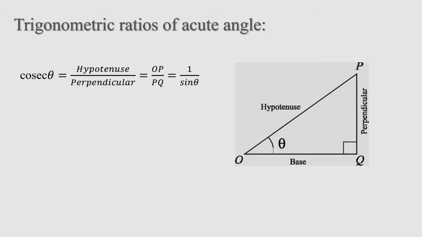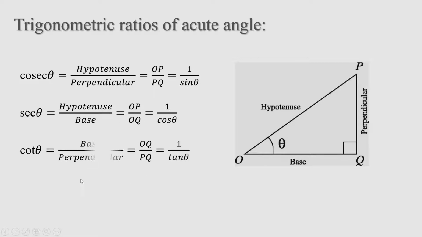Now cosec theta is equal to hypotenuse by perpendicular. Here hypotenuse is OP and perpendicular is PQ. So OP by PQ, and we can write OP by PQ is equal to 1 by sin theta. Sec theta is equal to hypotenuse by base, opposite of cos. So sec theta is equal to 1 by cos theta, and cot theta is equal to 1 by tan theta.